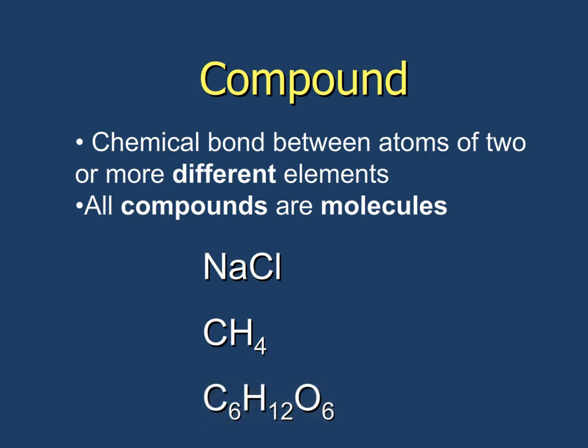So the rule of thumb here is that all compounds are molecules, but not all molecules are compounds. In order to be a compound, those atoms joined together must be from two or more different elements. Whereas to be a molecule, it just has to be two or more atoms joined together.